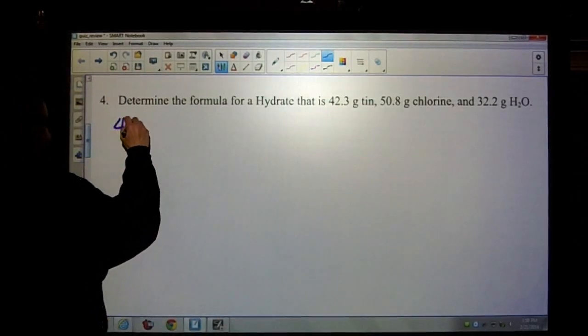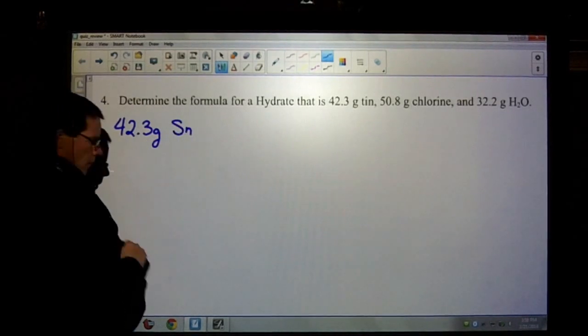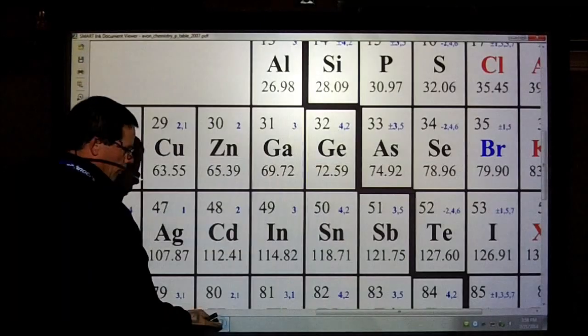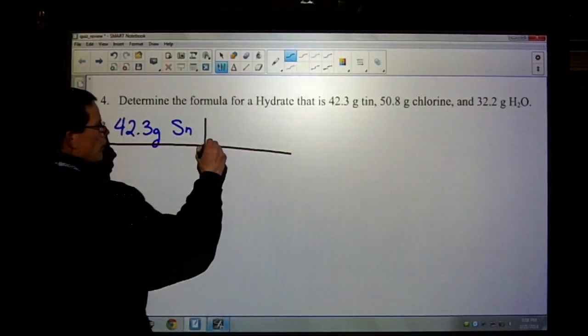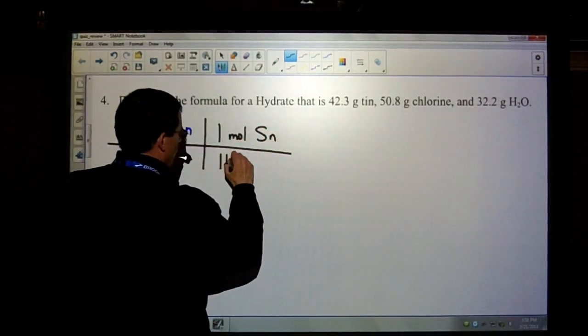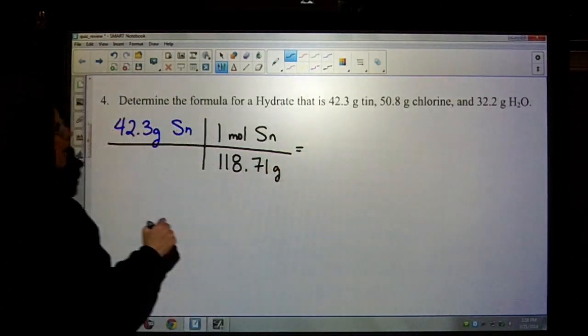So let's go 42.3 grams of tin, and we'll find out how many moles of that. And tin has a molar mass of 118.71. So 1 mole of tin is 118.71, and we'll find out what that is.